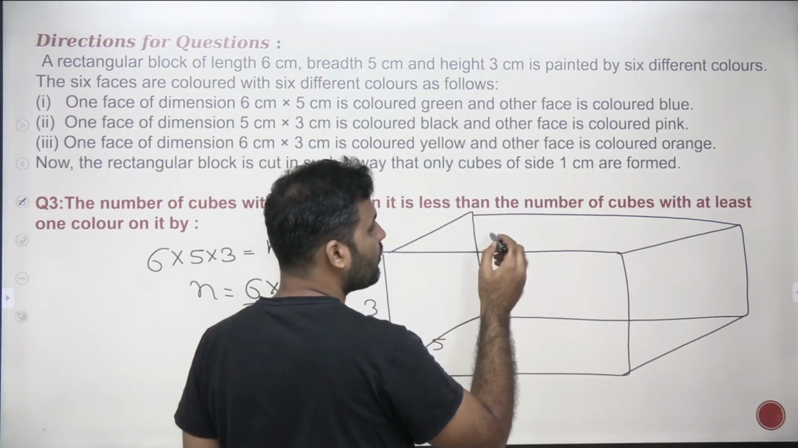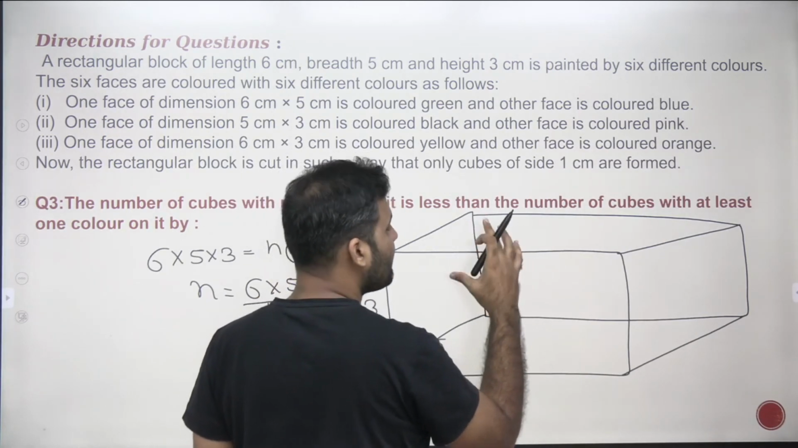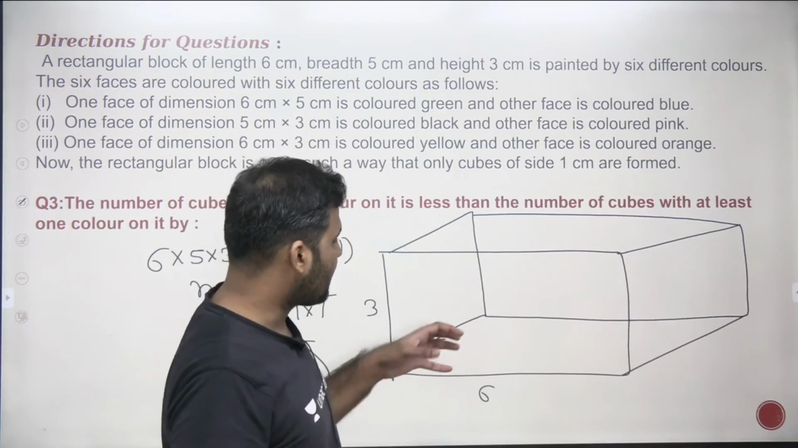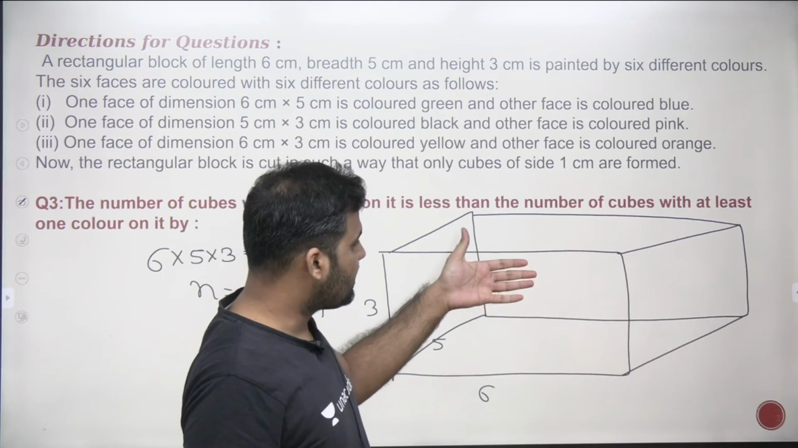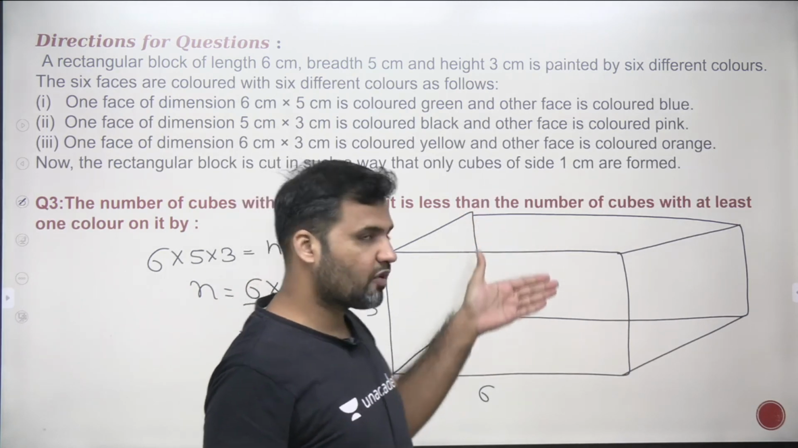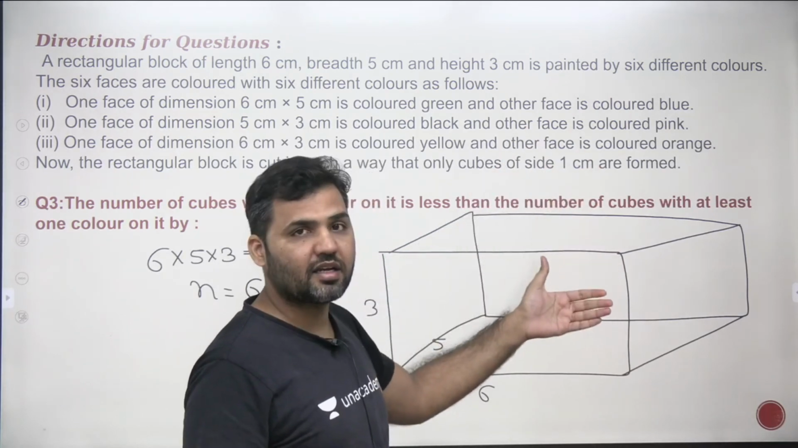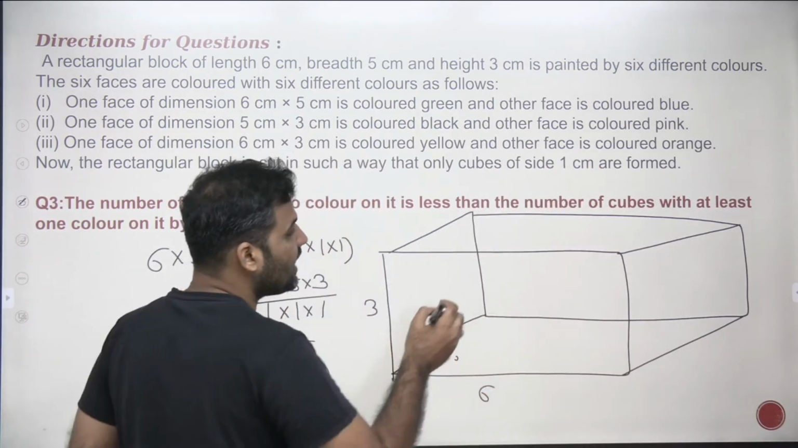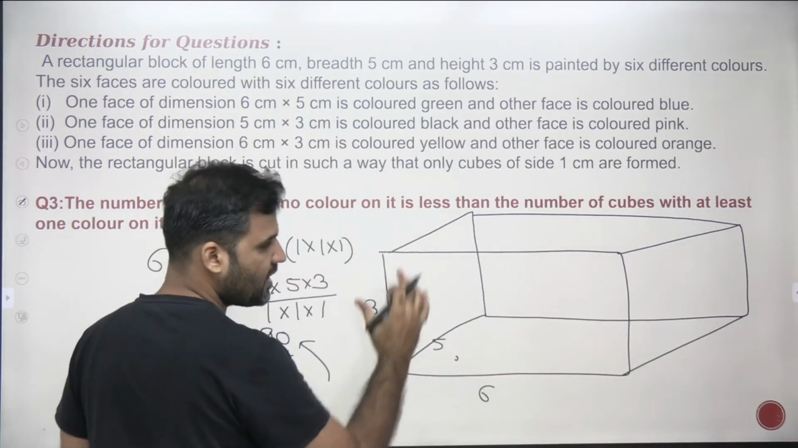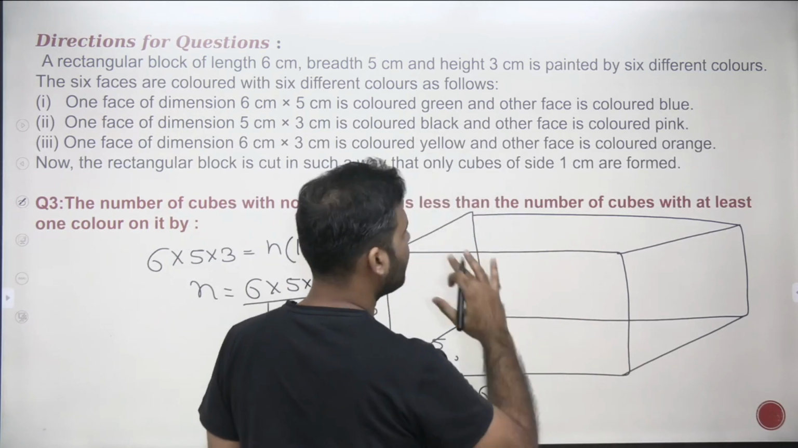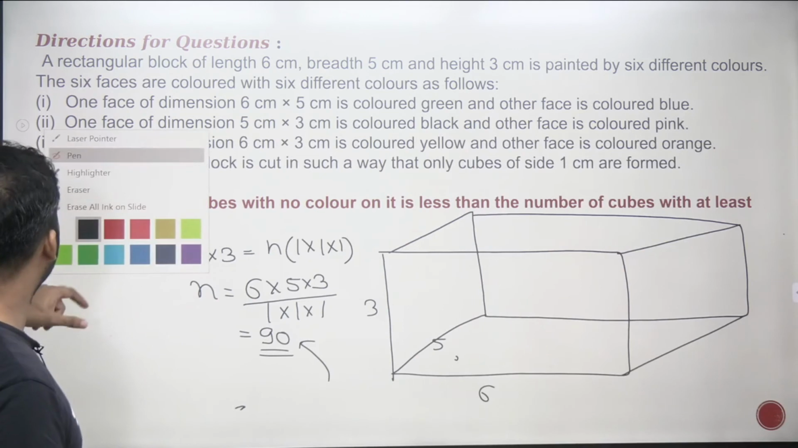So if I'm looking for a cube which does not have any face painted, it will be coming from the inside part. That means out of this 6 into 5 into 3 centimeter, if I cut one layer from this side and one layer from the other side, I will be left with a length of 4 centimeter, right? So there will be a cube inside, right? I'm making that cube here. You'll not be able to understand if I make it here. Let me show you with a different color.